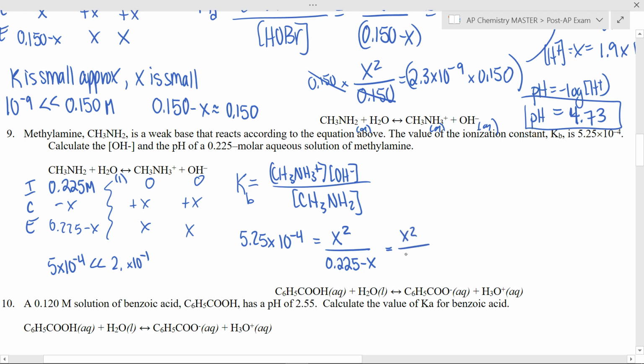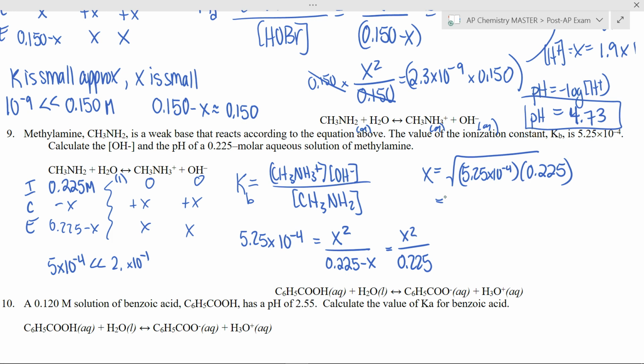Okay, so this is X squared over 0.225. And so if I rearrange and do some algebra, X equals the square root of 5.25 times 10 to the negative 4 times 0.225. And then, I'm doing this live with you, so pause while I do this in my calculator. 5.25 e to the negative 4 times 0.225. And then I'm going to take the square root of it. And I end up with X is equal to, 3 sig figs looks like, 0.109 molar.